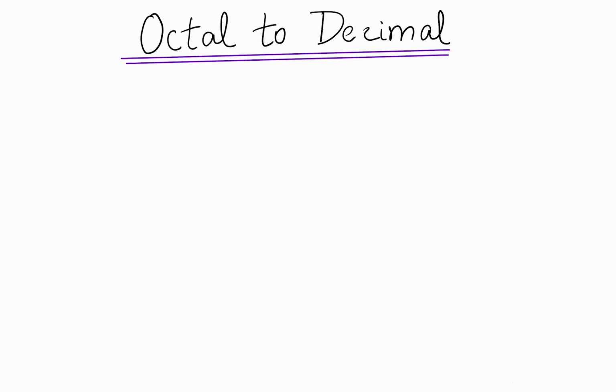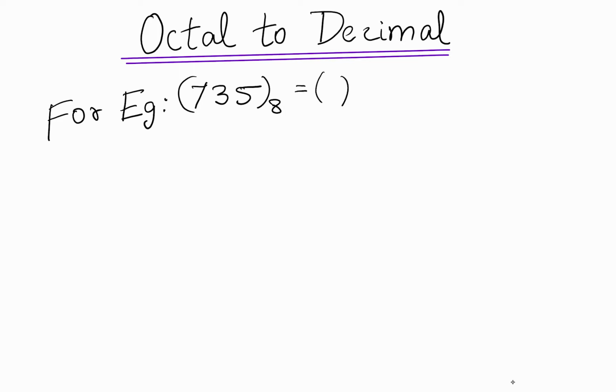The topic we're going to discuss today is how to convert an octal number into a decimal number, which is very similar to converting a binary to a decimal. For example, let us take any octal number. Here I've taken an example, 735. We indicate that it's an octal number by writing the base of it, which is 8, since the base of octal is 8. Now the question arises: how do we convert this into a decimal number?